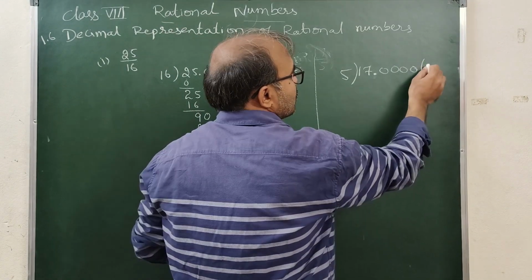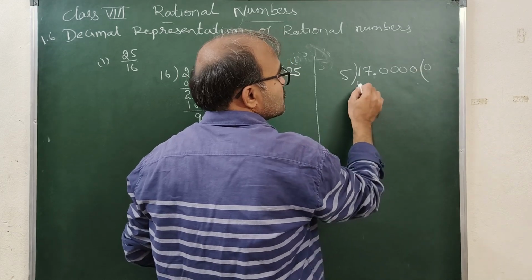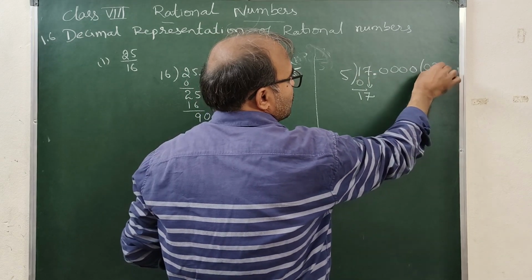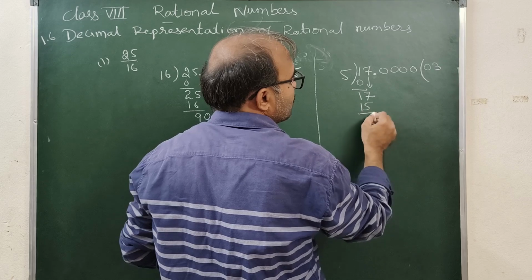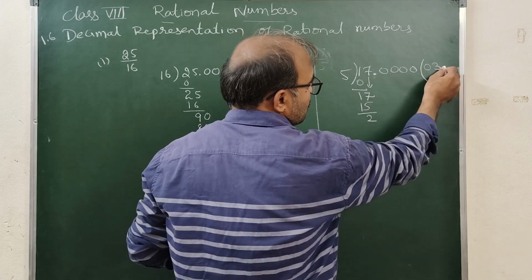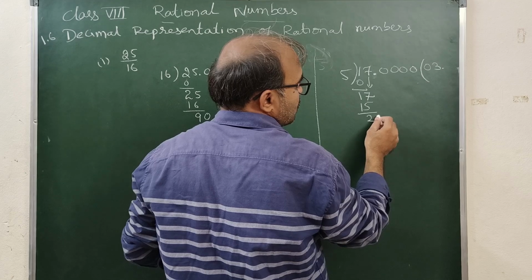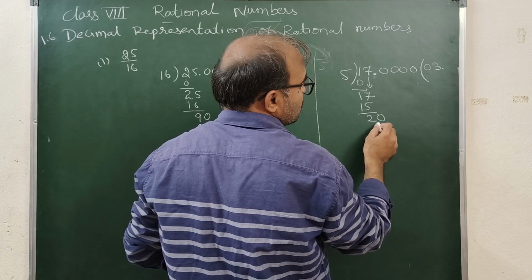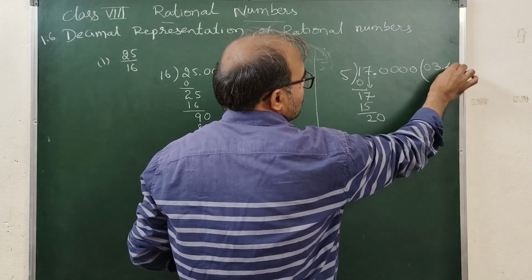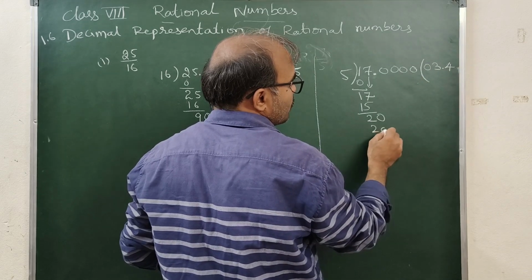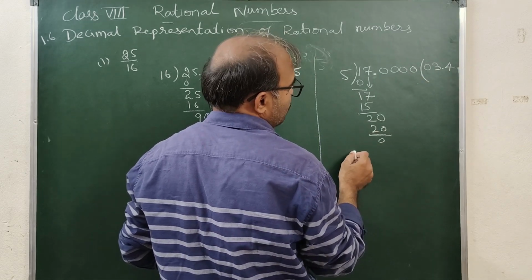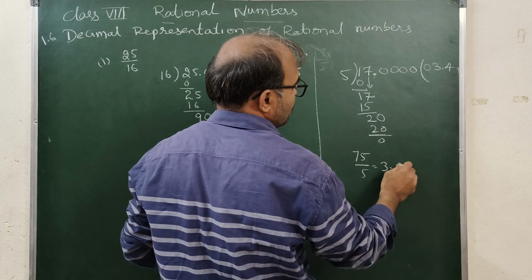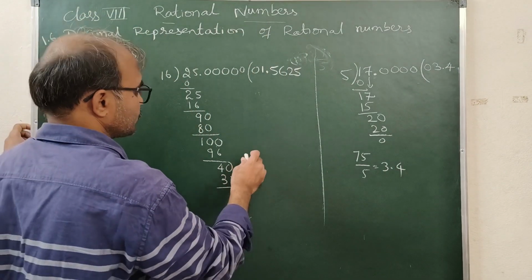So now, 5 zeros 0, 1 minus 0 is 1, write 17, next digit. 5 threes 15, 2 is remaining. As you are crossing the decimal point, keep a decimal point here, right? Write 20. So it is 5 fours 20. Ended, right? 0. Therefore 17 by 5 is equal to 3.4.